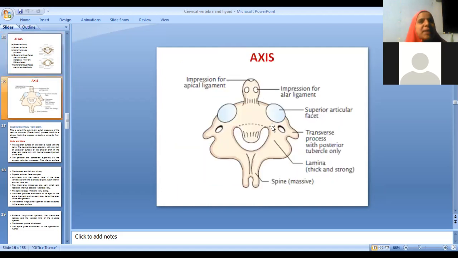Now coming to the second, C2, also called the axis. This has the dens, which is considered as the body of the cervical vertebra which got separated and got attached to the axis. It will show certain impressions for the attachments of ligaments: at the apex we have the apical ligament, and just below we have impressions for the alar ligament. Above we have the superior articular facet. So these are the transverse processes and transverse foramen. Behind we have the spine, which is bifid, and this is the lamina.